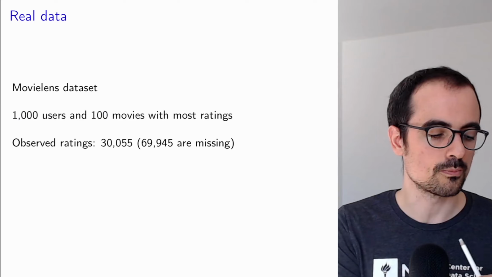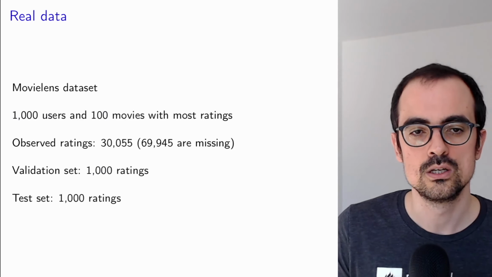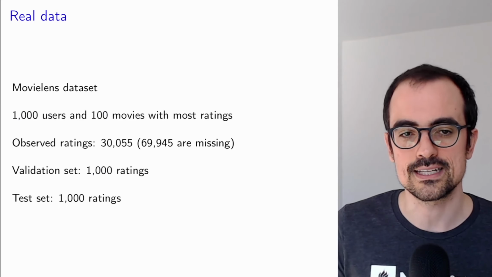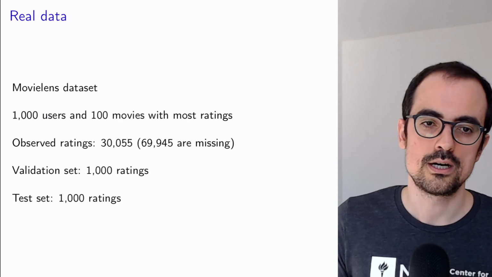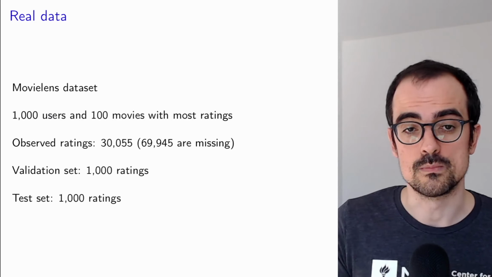I separated those observed entries into a validation set with 1,000 ratings, a test set with 1,000 ratings, and then the remaining approximately 28,000 ratings were used to fit the model.